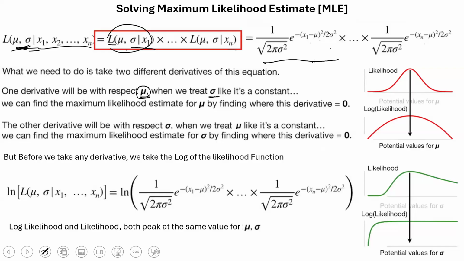So that's what we do. In the first, we take the two different derivatives of this equation. Given any function, if you want to find out the maximum or minimum values, we have to take the derivative of that function and equate that to zero. And then calculate the values.